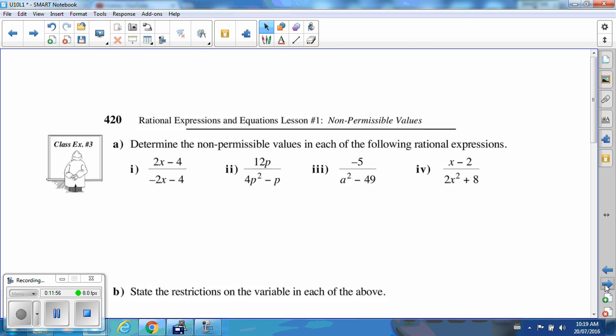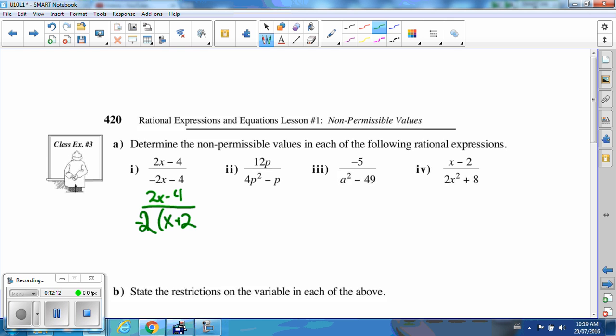Determine non-permissibles in each of these places. First things I need to do is factor, factor, factor. When you have negatives everywhere, it's easier to take out the negative as well. So I'm going to take out a -1, actually a -2. What I'm left with is then x plus 2.